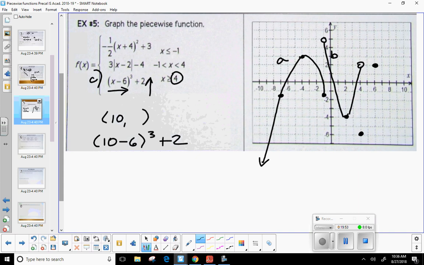So that would be 4 cubed, which would be 64 plus 2, so that would be 66. So, I mean, it's still a good number. It's just a little off what we have here.